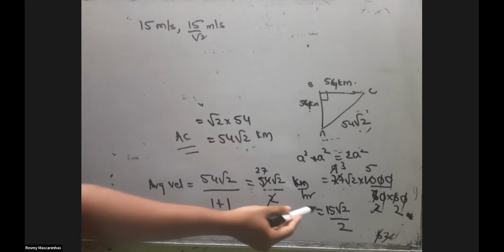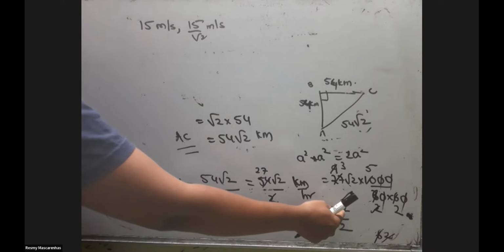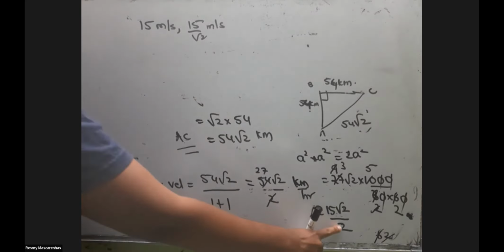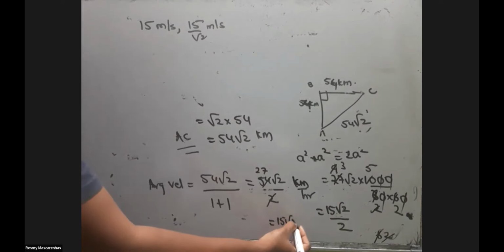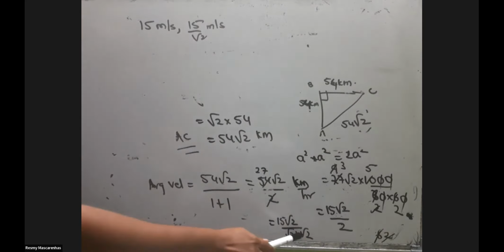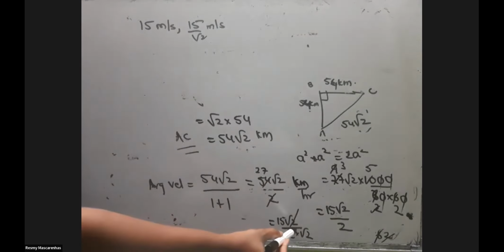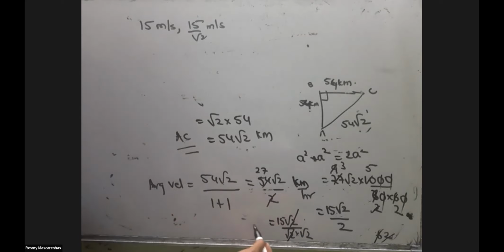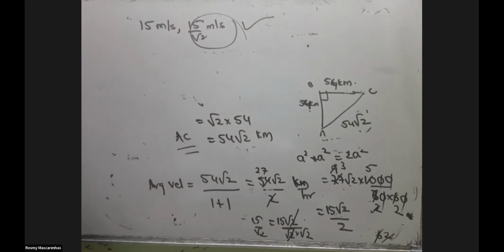So this option is there. So what we'll do with this one is, whenever you have one number with the root and the other one is a plain number, always split the bigger number. So this I can write as 15 root 2 upon 2. I can always split 2 as root 2 into root 2, because root 2 into root 2 is root 2 the whole square, which will give me 2. And then you will get it as 15 upon root 2. Option B will be your correct answer.